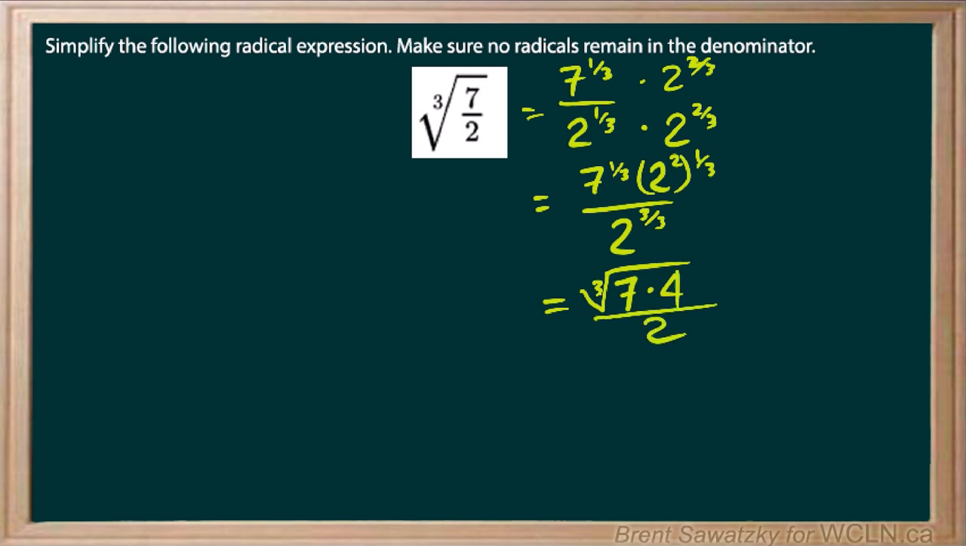All right, so now what we can do is we can say 7 times 4 is 28. So cube root of 28 all over 2, and we are done. So really, when you're dealing with cube roots, being able to think about what you're actually having to multiply by in order to rationalize the denominator is the trick. Whether that is using radical signs, or using the fractional exponents is up to you, but whichever way makes the most sense to you.